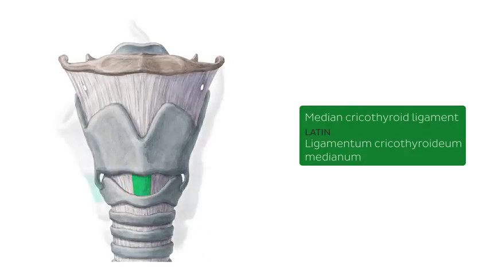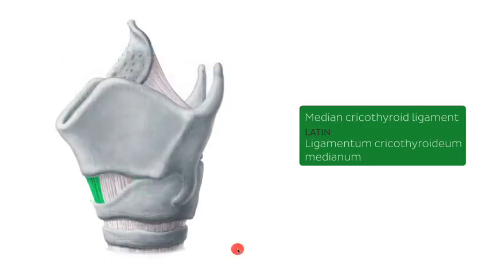You can also see another image laterally where we can show the inferior portion of the thyroid cartilage, which this ligament is connecting all the way with the arch of the cricoid cartilage.